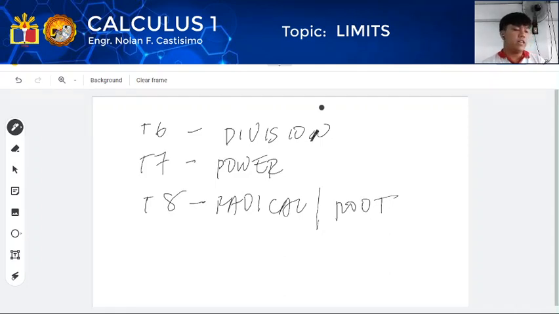So, yun lang guys, yung module 2 natin about the limits of a function in Calculus 1. Okay, so sana may maintindihan kayo sa topic natin na na-discuss. Okay. Thank you and Goodbye.